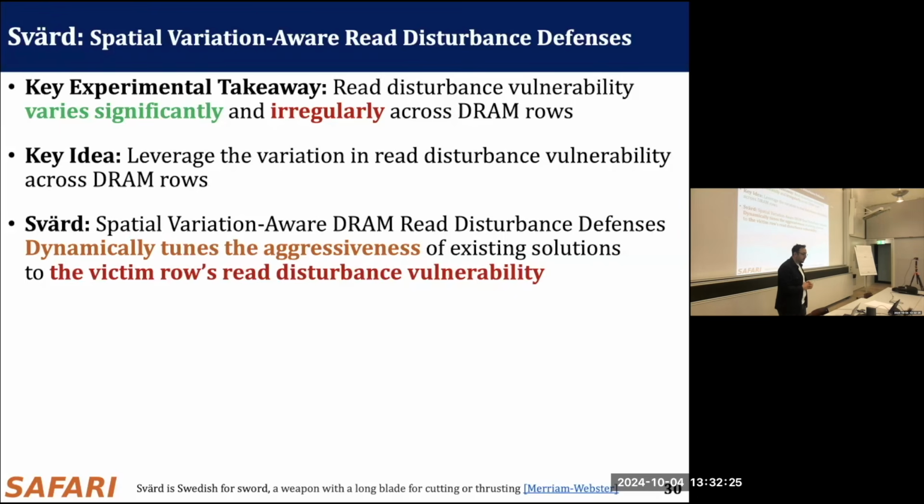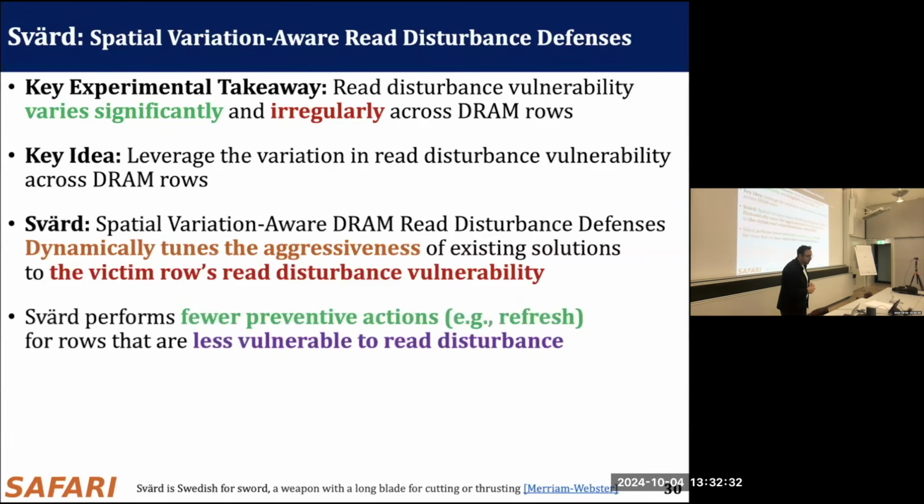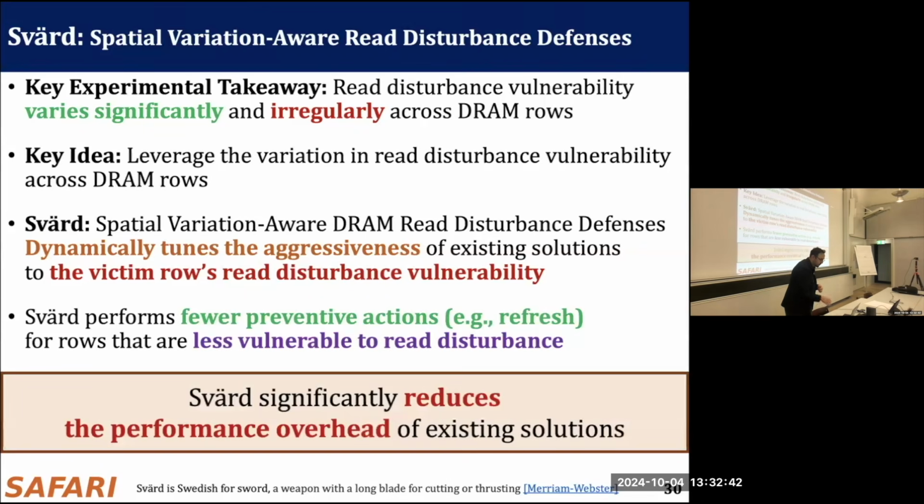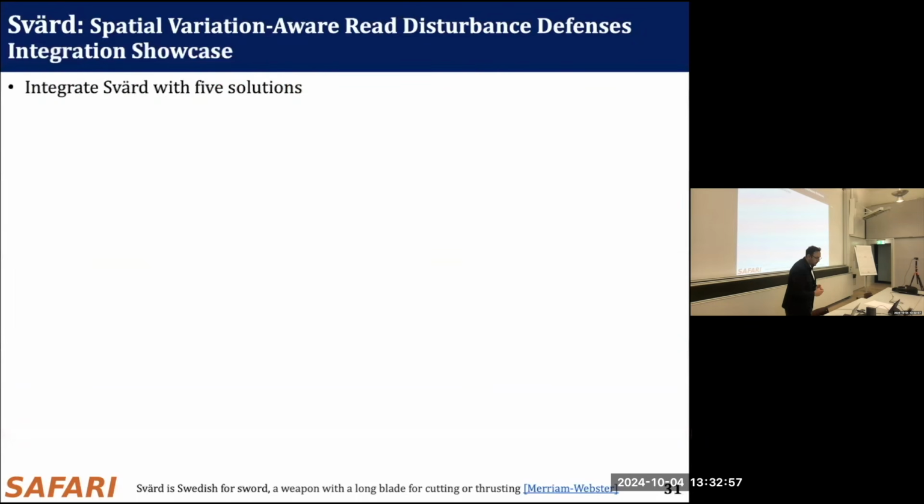Our mechanism is spatial variation-aware read disturbance defenses, and it dynamically tunes the aggressiveness of an existing solution to the victim row's read disturbance vulnerability. Svärd essentially performs fewer preventive actions if your row is more resilient to read disturbance bit flips. By doing so, it reduces the number of preventive refresh operations that you perform in your system. As a result, your performance overhead reduces, and your system performance improves.